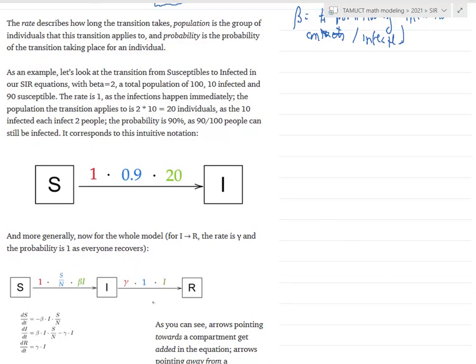So for this transition, for instance, why does he divide it up this way? Well, what happens is a proportion gamma of I is recovered after each day, during each day. And the way he says it is that any infected person potentially recovers.